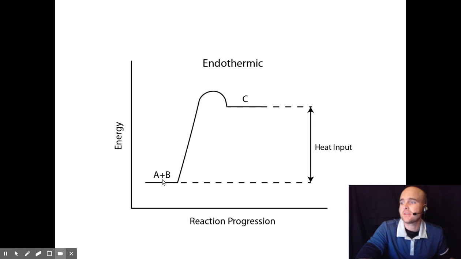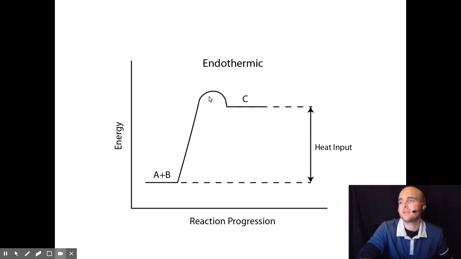Again, just the same thing, where in a free energy diagram of an endothermic reaction, we have two reactants, A plus B, and they are now absorbing some heat until they get to a stable product, which is C. So the space between these two dotted lines is the heat input.